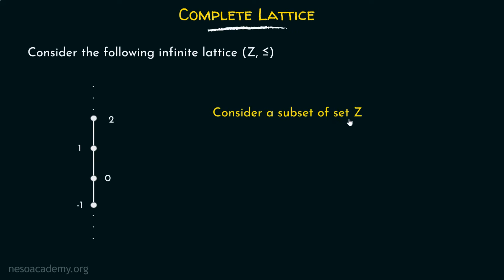Consider a subset of set Z. Let's say A is that set which consists of all x such that x is greater than or equal to 0 and less than or equal to 2. This means A is nothing but the set consisting of the elements 0, 1 and 2, right? This is nothing but a subset of set Z. Z is nothing but the set of integers, right?